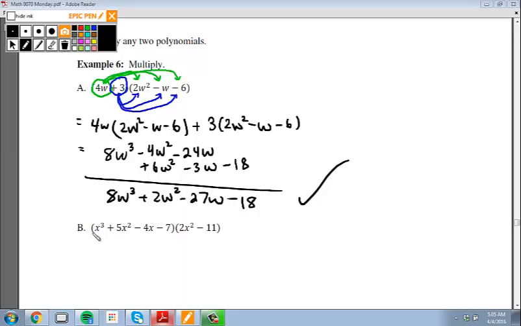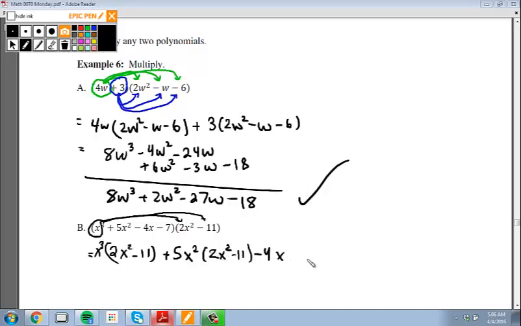Alright, B. Same thing. We're going to distribute the x to the third. So I have 2x to the second minus 11 times x to the third. And then distribute the 5x squared. Then distribute the minus 4x. Then distribute the minus 7. There's a lot here.